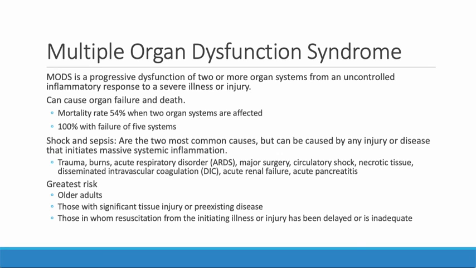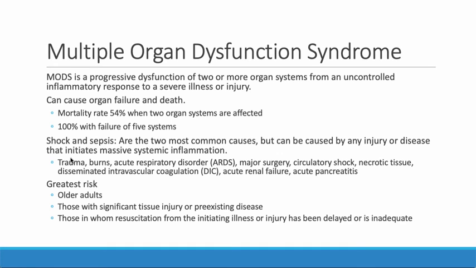So what two organ systems? Well, heart and lungs. If you have somebody on the ventilator and you're supporting their heart with inotropes, that's two systems. They have a 54% mortality rate. When you add in neurologic symptoms plus renal failure plus liver failure, that is 100% mortality rate when you have 5 systems involved.